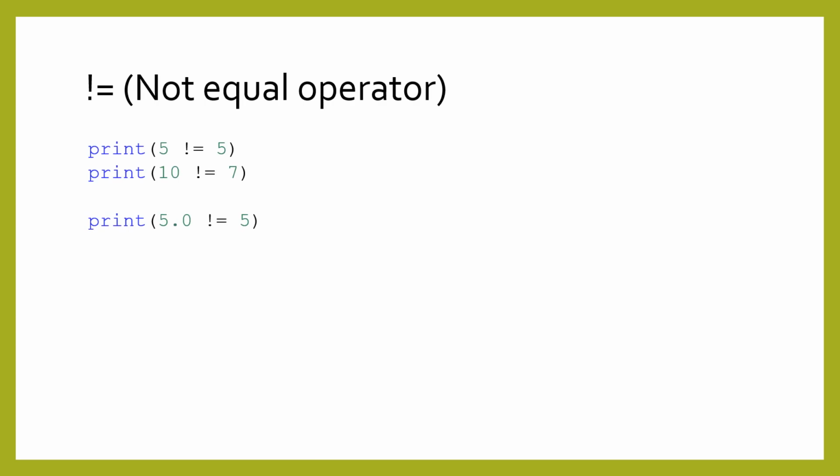The second most basic test is whether two numbers are not equal. The operator for this is even weirder. In Python, to test if two things are not equal, we use an exclamation mark and an equal sign.